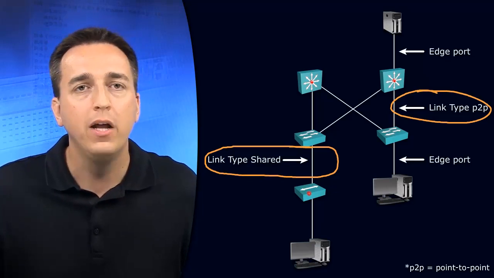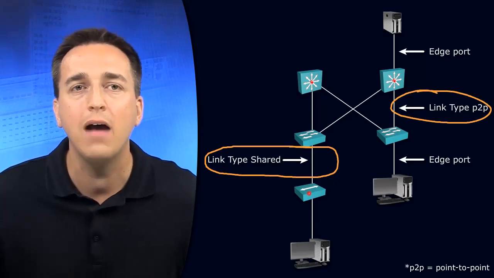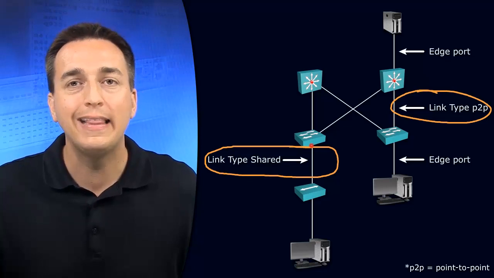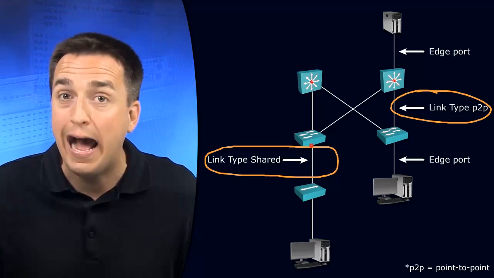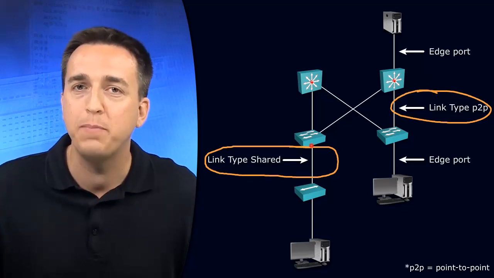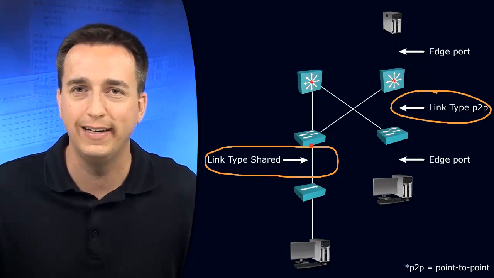It's a hub. So it's a shared Ethernet segment that we have out of this Ethernet port on the switch. Therefore, it is half duplex. Therefore, Rapid Spanning Tree Protocol classifies it as a shared link type.